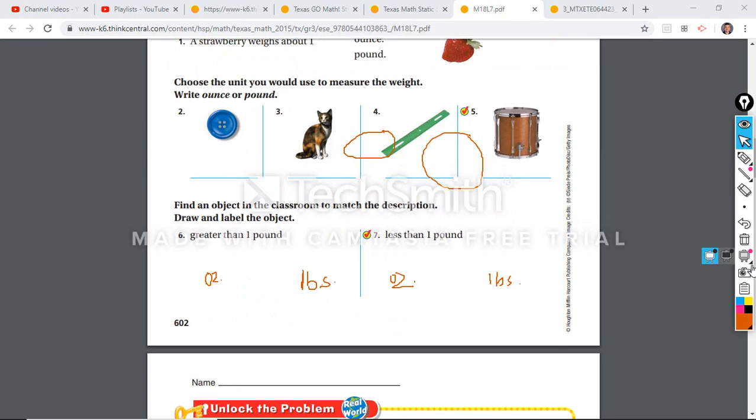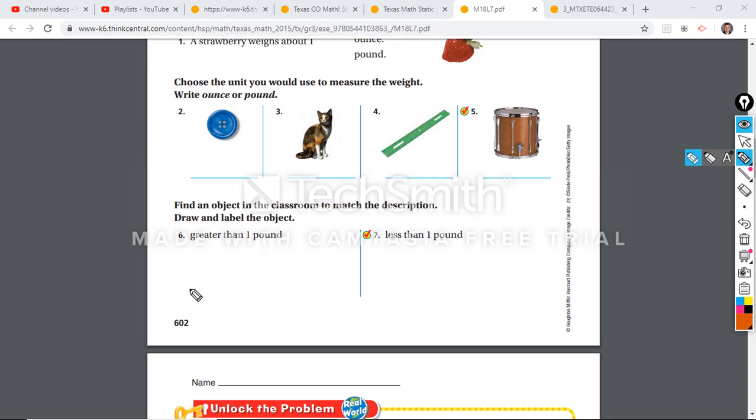So let's look at this one here. Okay, what you're going to want to do, go around your home, find something that you think weighs more than a pound, draw it here, and find something that you think weighs less than a pound and draw it here and label it. What is it? And label it. I'm going to go ahead and do mine.